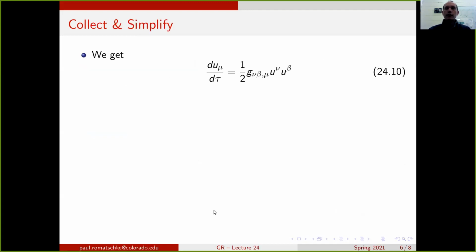So our geodesic equation simplifies considerably, and we get the following form of the geodesic equation in downstairs coordinates. The u mu downstairs is given as 1/2 g nu beta derivative with respect to mu times u nu u beta.